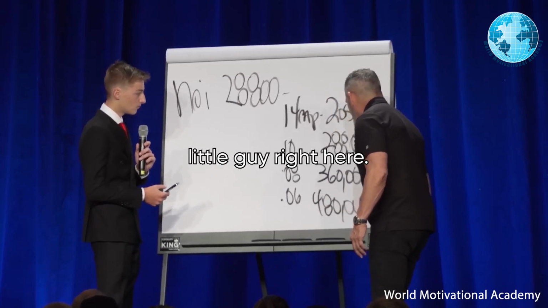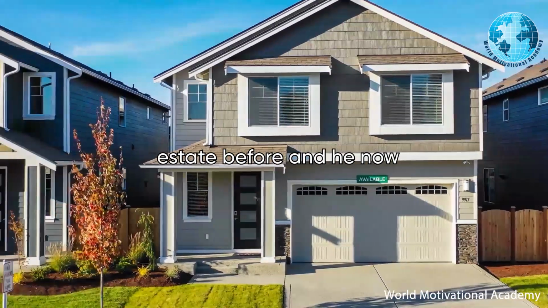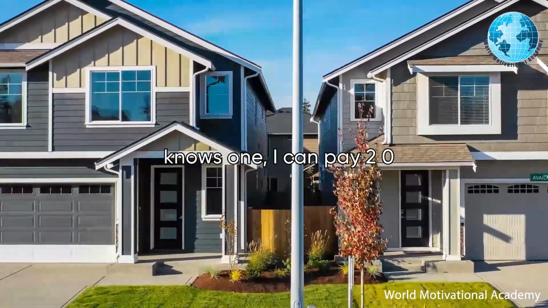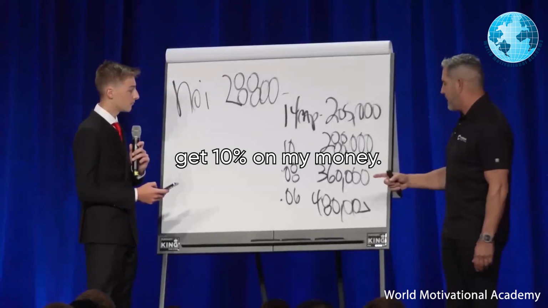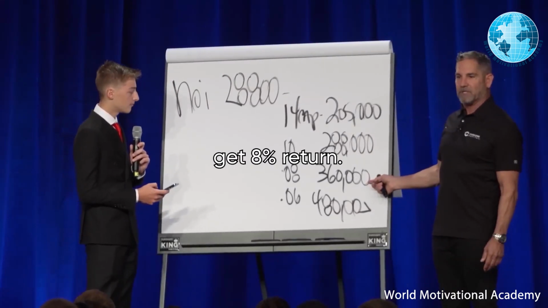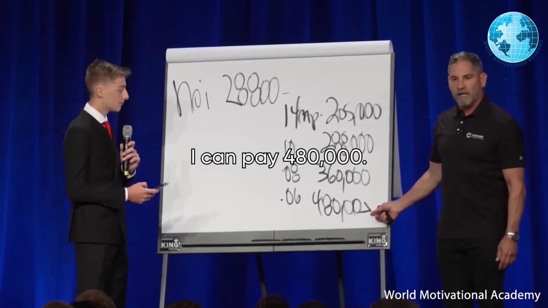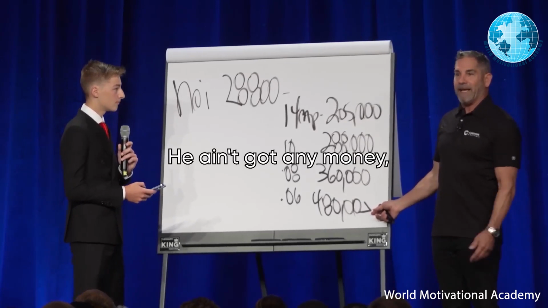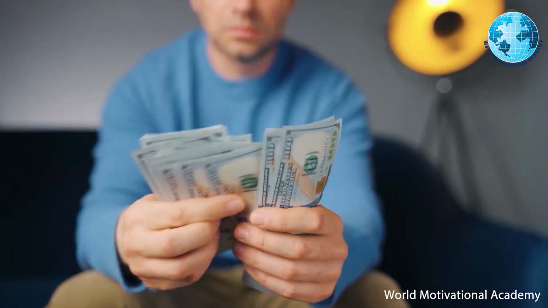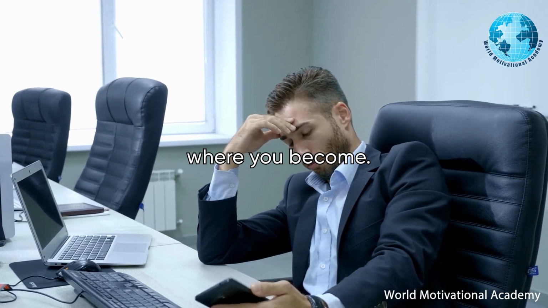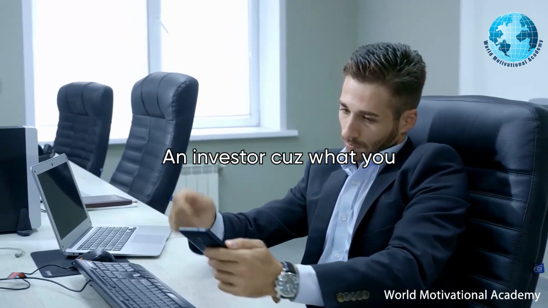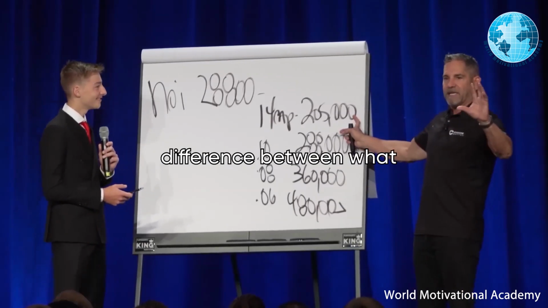Now, here's my little guy right here, never bought a piece of real estate before, and he now knows: I can pay $205,000 and get 14% on my money. I can pay $288,000 and get 10% on my money. I can pay $360,000 and get an 8% return. I can pay $480,000. He doesn't care, he doesn't have any money. Any of these works for him. Everybody agree?